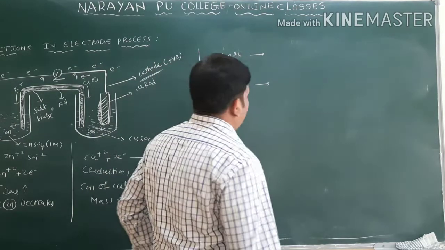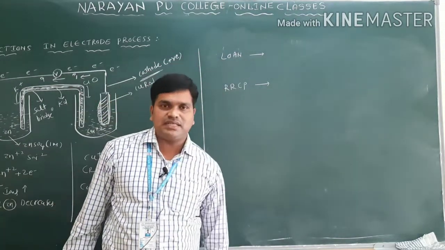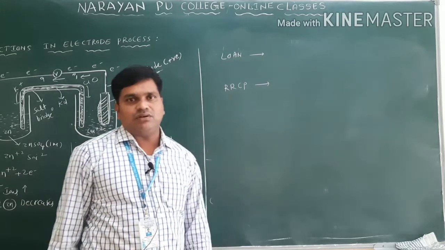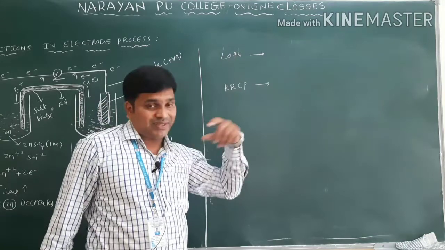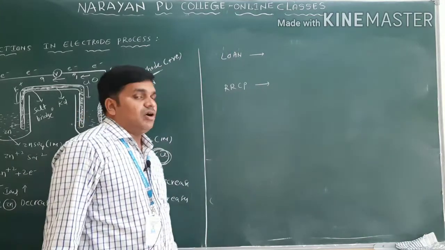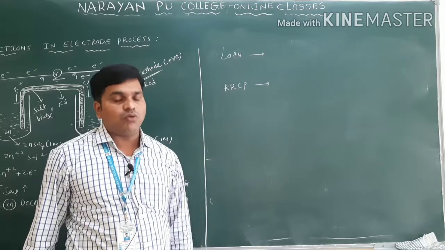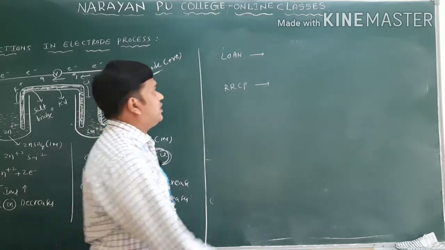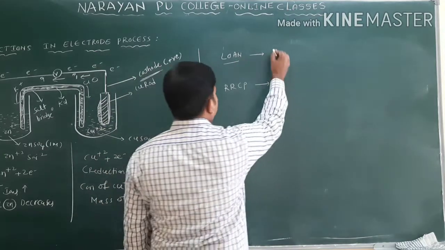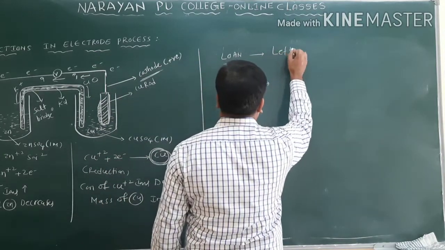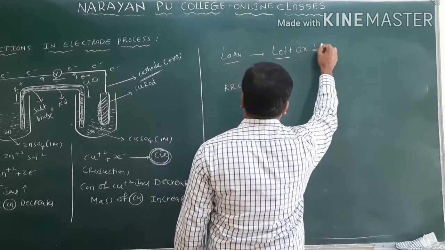Sometimes we may get confused about which is anode and which is cathode in this galvanic cell, or you can say electrochemical cell. To avoid the confusion, we can use a trick to identify where the oxidation takes place, what is the charge of the anode and what is the charge of the cathode. See this part here. I will write here LOAN. What does L represent here? L represents left. And O represents oxidation.